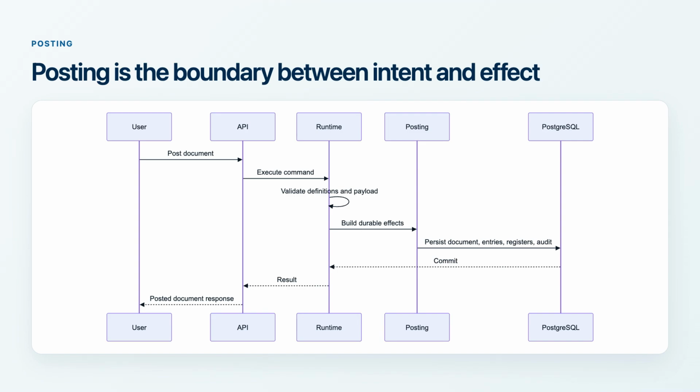Posting is the boundary between intent and effect. The API receives a command and passes it to the runtime. The runtime validates definitions, payloads, and business rules. Then, posting logic builds the effects that must be persisted transactionally. Only after PostgreSQL commits the document and effects does the caller receive a successful result. This is where consistency matters most.